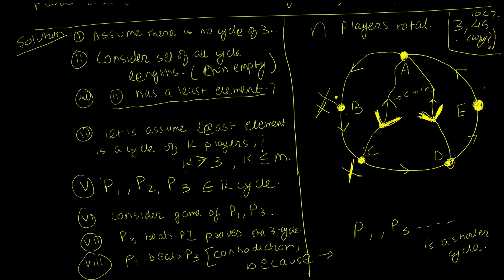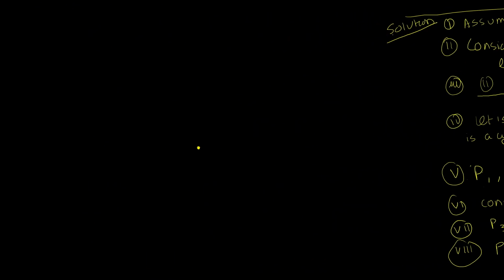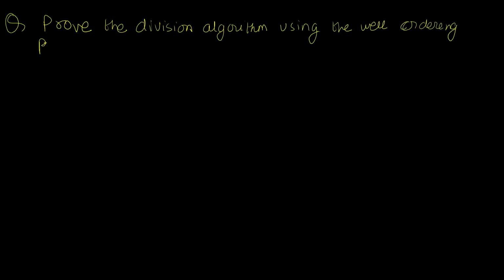So this should be the most important question on well ordering property in my personal opinion. But there is another question that I have. I'll show you that question. So this question says prove the division algorithm using the well ordering property. The division algorithm is something that we have already taken care of in our earlier chapter of integers and matrices. And there we talked about the fact that the division algorithm is not actually an algorithm but a theorem.